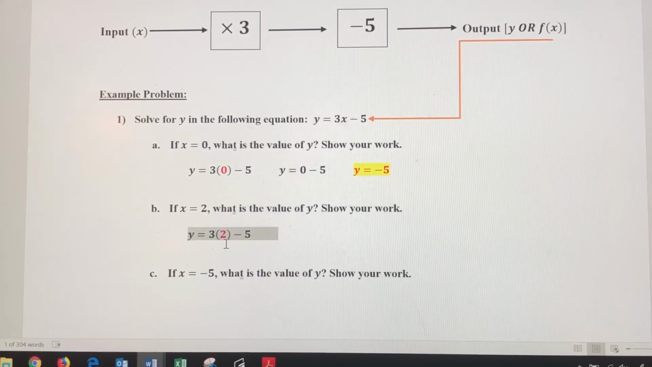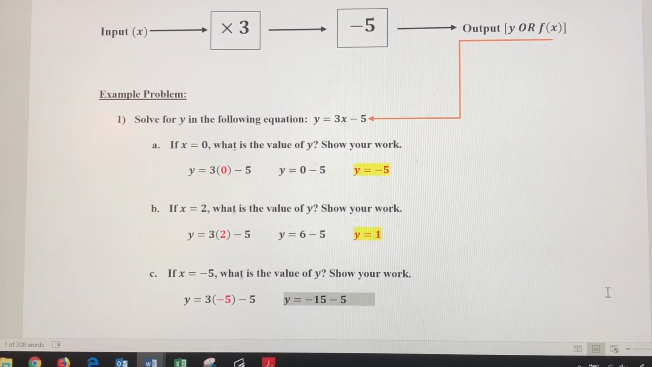If we substitute 2 in for x, we get 3 times 2 minus 5, okay, which simplifies to 6 minus 5. So an input of 2 into this equation gives us an output of positive 1, okay? And then the last one here on this example problem, let's input a negative value, negative 5. So we're going to input negative 5 where x was, okay? We're going to multiply and then subtract, okay? So we get negative 15 minus 5. Now we subtract and we get negative 20, okay? So that's evaluating an equation here, a linear equation, y equals 3x minus 5, for these three different values.